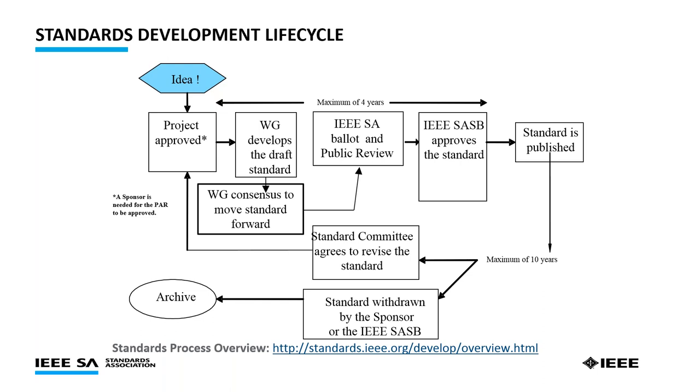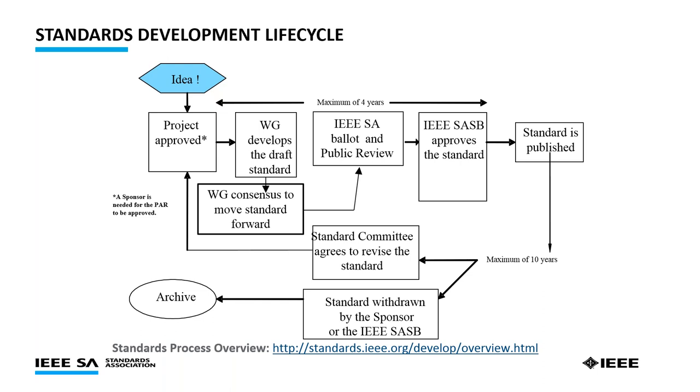So after the project is approved, you will be authorized to kick off your working group, and then the working group will develop the draft. And after you finish the draft, there's a so-called IEEE SA ballot and public review, which means other entities or individuals, in addition to your working group members, will be invited to vote and comment on the draft. And eventually, when you go through the ballot and the public review process, you will send the final draft to the IEEE Standards Association Standards Board again for the final approval. Then the standard will be published.